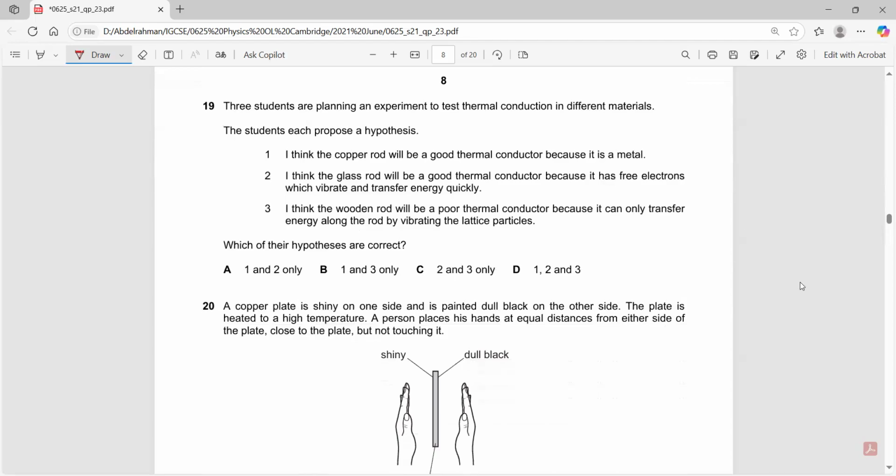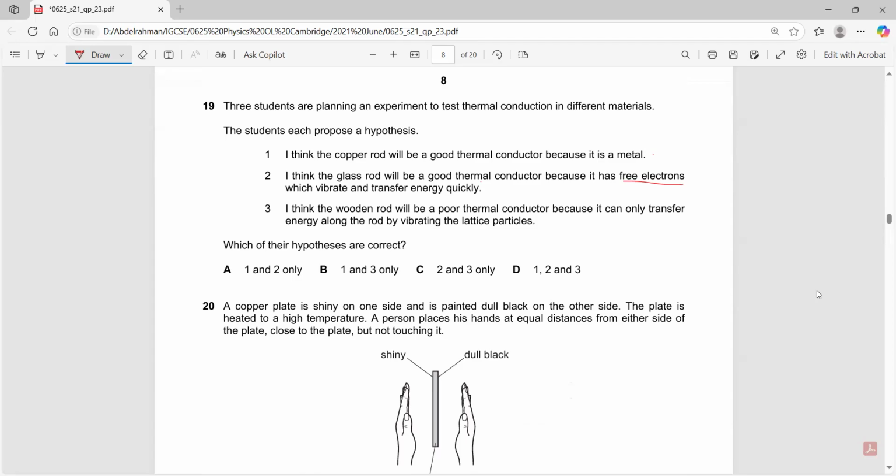3 students are planning an experiment to test thermal conduction of different materials. They propose a hypothesis. I think the copper will be a good conductor because it's a metal. Maybe. I think the glass will be a good thermal conductor because it has free electrons which vibrate and then transfer energy quickly. Doesn't seem right, right?